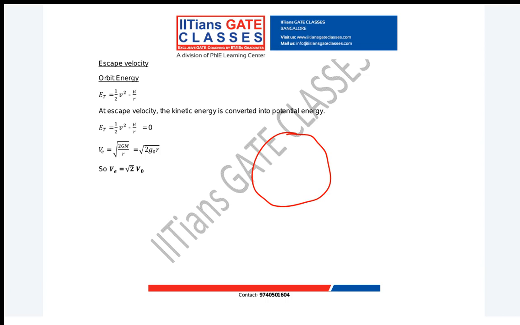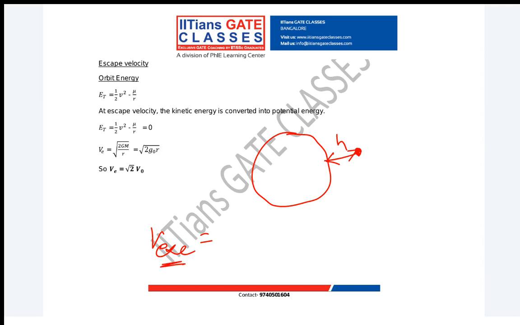You have an object at some altitude h, and from that altitude we want to escape Earth's gravitation. What will be the velocity requirement? Anyone? Will it be like root 2 minus 1? Again, root 2 minus 1, yes. We will discuss. I just want to tell everyone, because this kind of mistake happens.